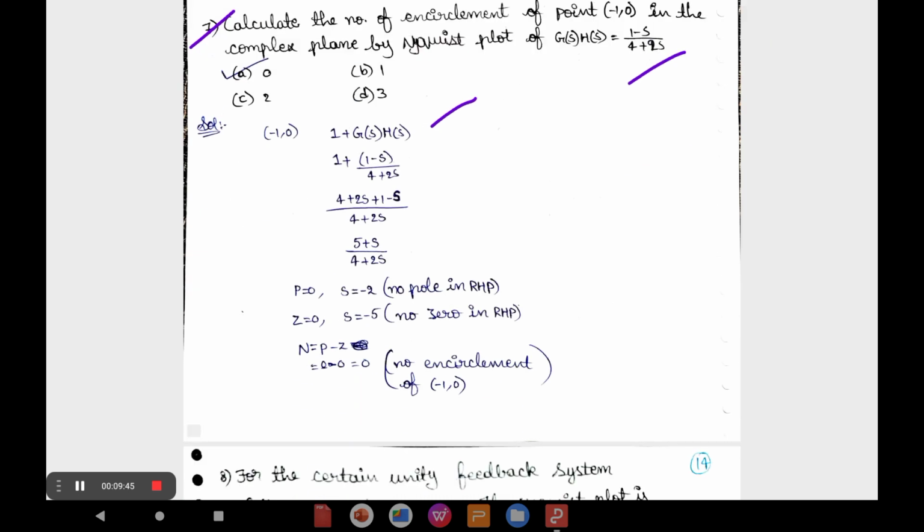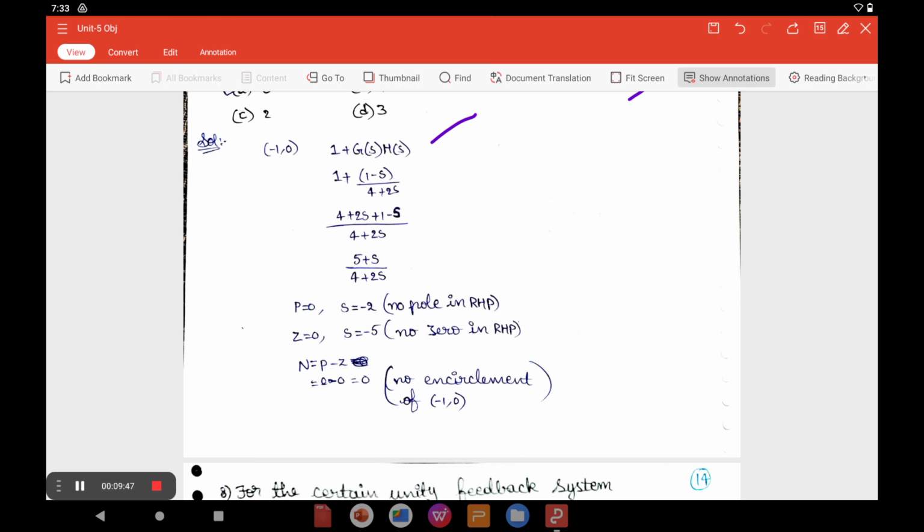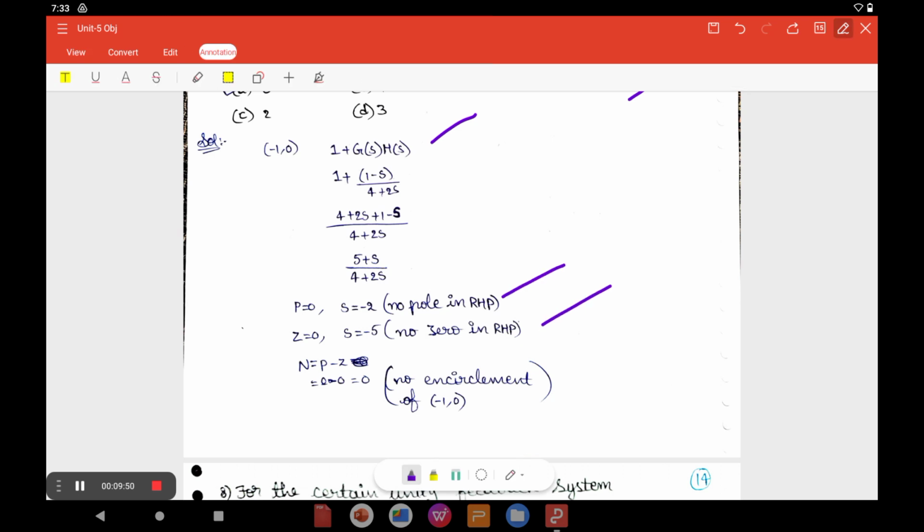So p is equal to 0, z is equal to 0. Substitute p is equal to 0, therefore s is equal to -1. No pole in the RHP. When z is equal to 0, s is equal to -5.